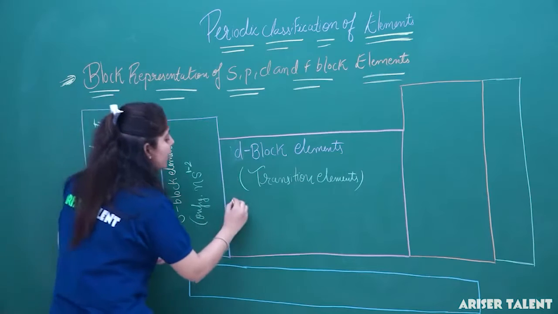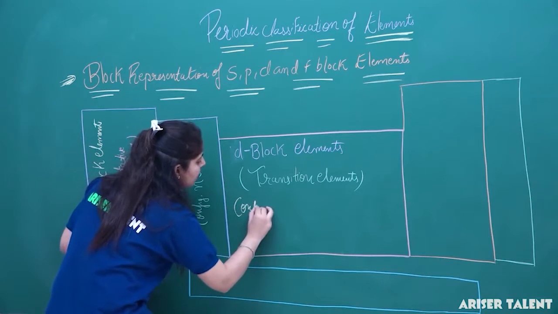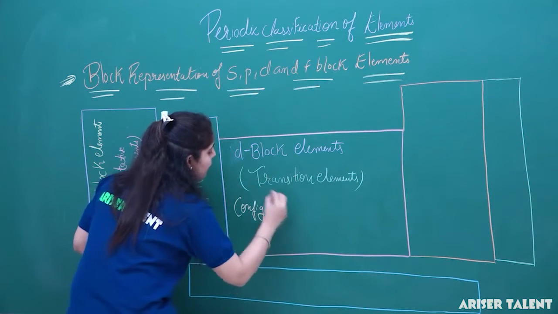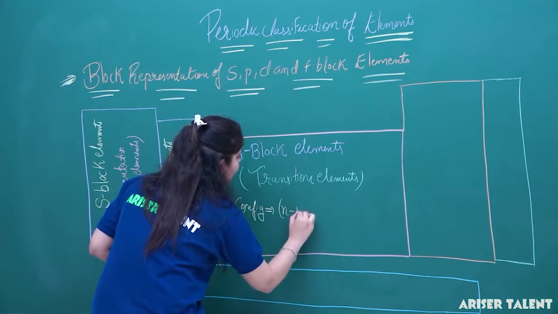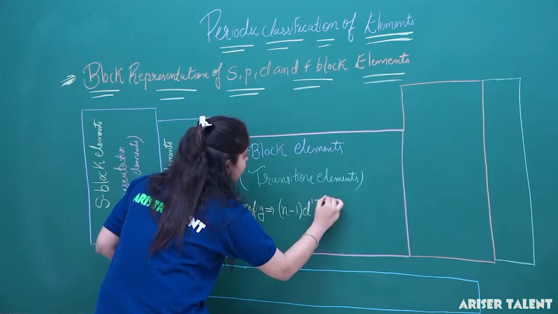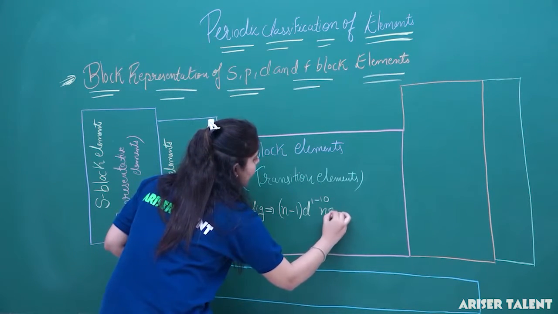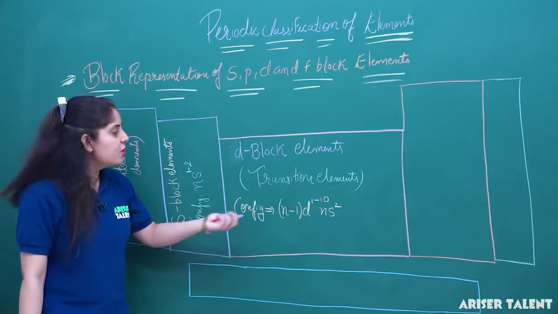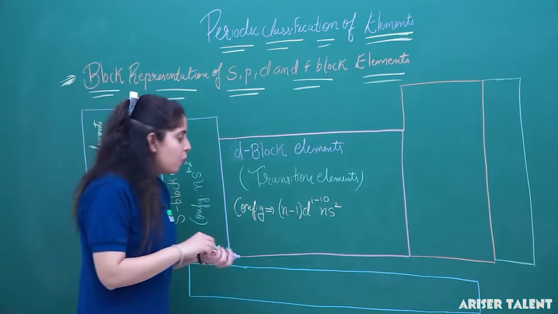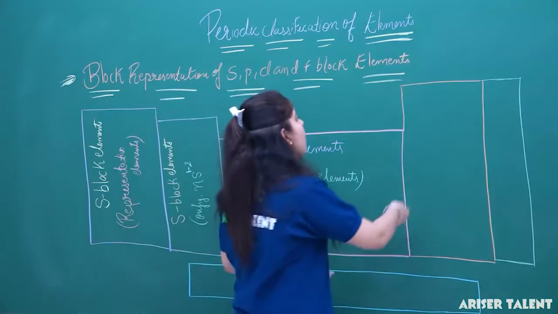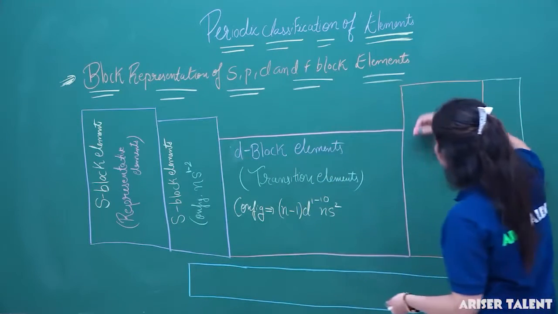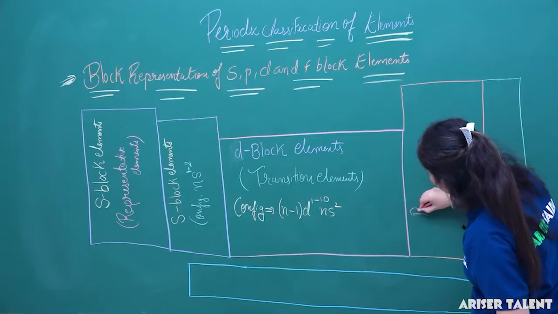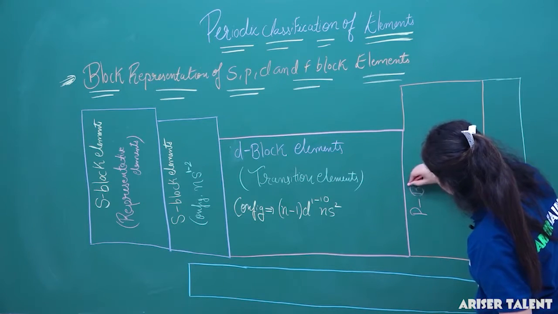Their general electronic configuration is (n-1)d1 to 10 ns2. So this will be the electronic configuration for D block element. Now let us move to our next block. This part is going to represent P block elements.